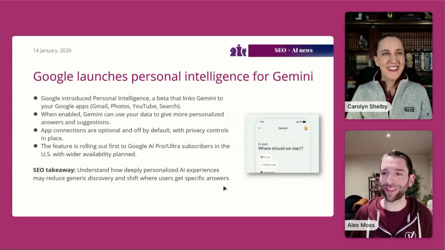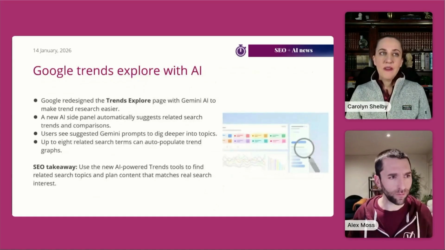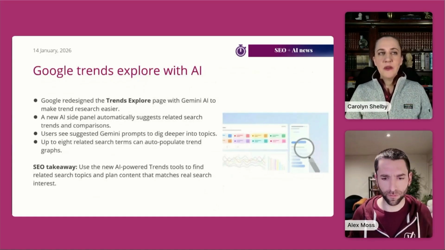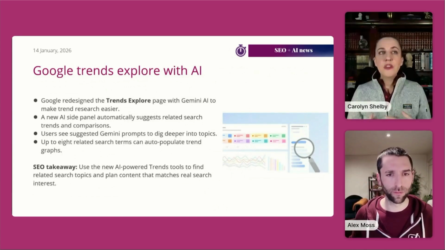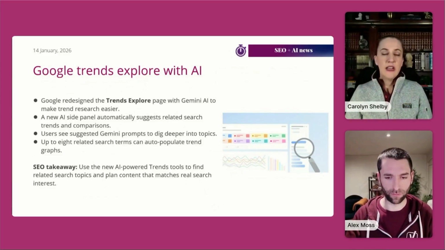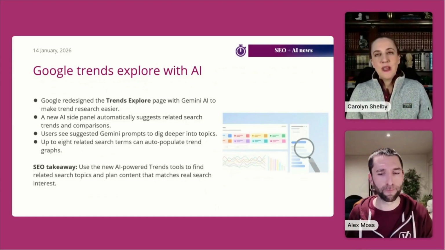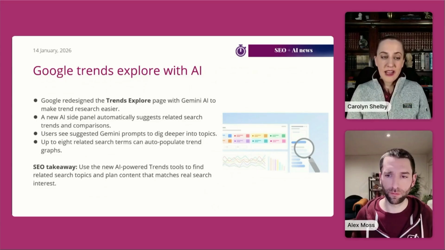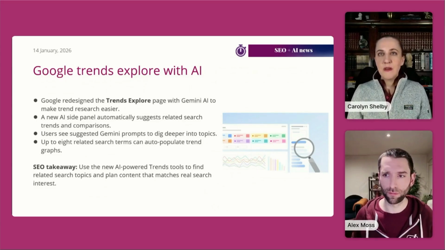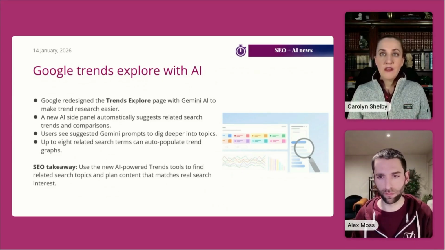So what else has happened? Google Trends Explore with AI is a new thing that just came out also about mid-January. There's this new AI side panel that just automatically suggests related search trends and comparisons. So if you go to trends.google.com, you will see this. It's a good way to get a feel for what topics people are looking for, what's hot, what's rising, what's declining. It's just meant to make Google Trends easier for people to interpret and use, which is great because not everybody can look at those graphs and come to the same conclusions that you or I could. So it's nice to have that sort of translation layer for the layperson.